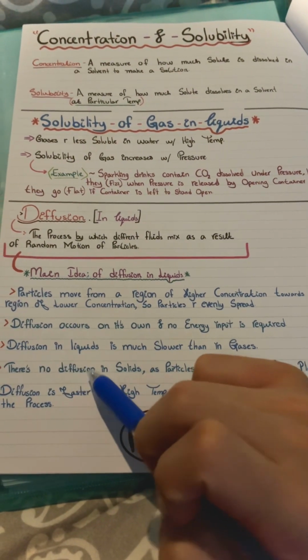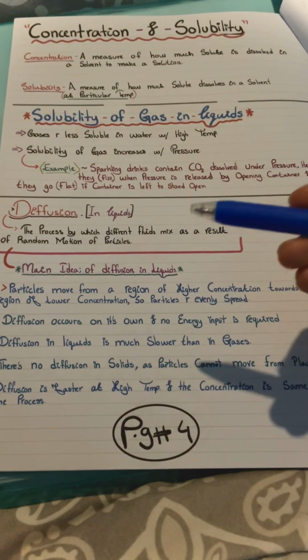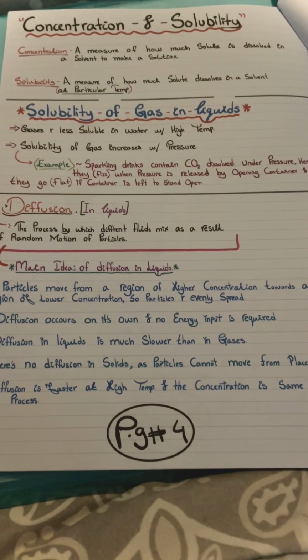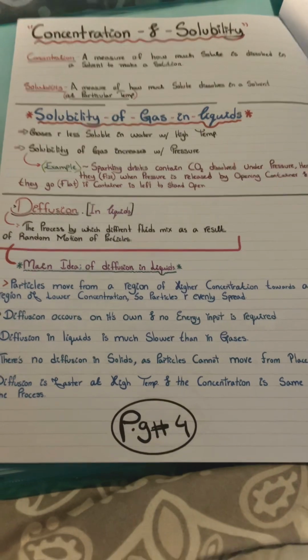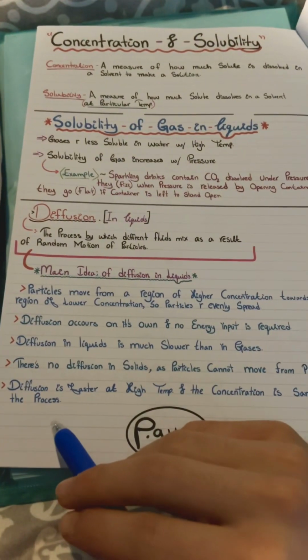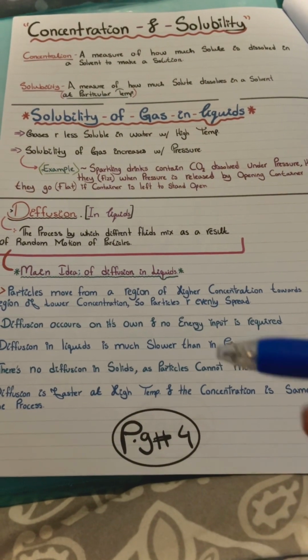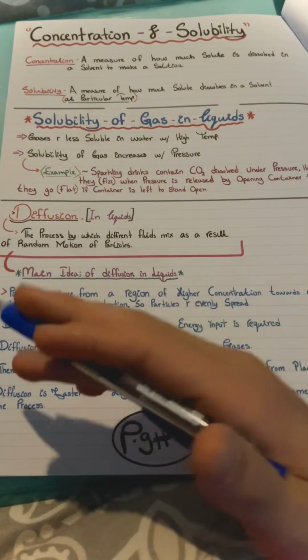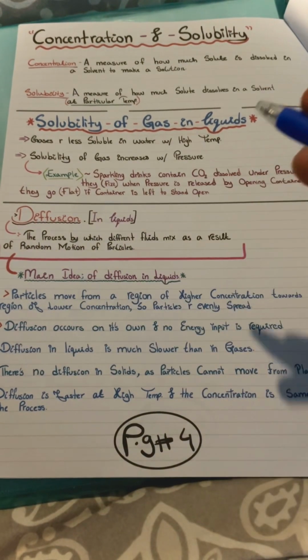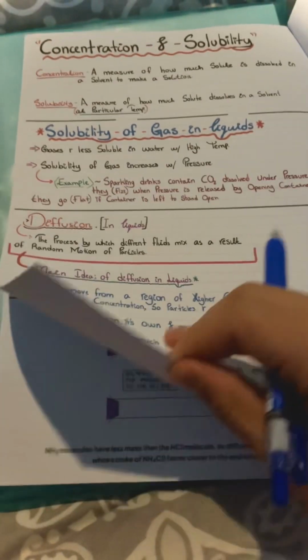There is no diffusion in solids as particles cannot move. Of course, solid particles are not able to move. There is no Brownian motion in solid particles, so there is no diffusion in solids. Diffusion is faster at higher temperatures, of course, because at higher temperatures the particles have more kinetic energy, so they are able to move from a high concentration to a low concentration at a much faster rate.